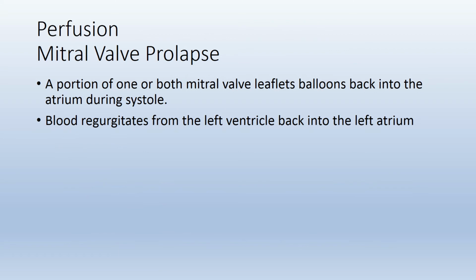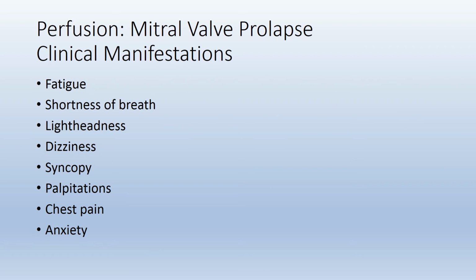What we usually see with mitral valve prolapse is that the valve is not functioning correctly, and so it promotes blood going from the left ventricle back up into the left atrium. Okay, and so it kind of makes it more difficult. It doesn't keep it enclosed, if that makes sense. So typically the signs and symptoms are fatigue, shortness of breath, lightheadedness, dizziness, syncope, palpitations, chest pain, and anxiety.